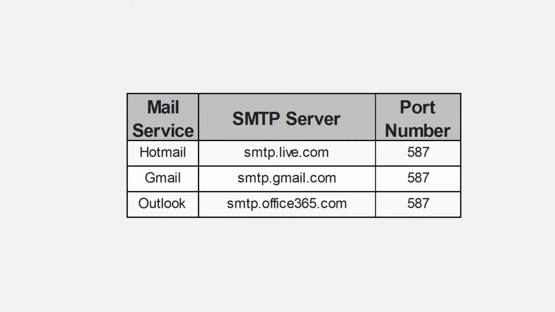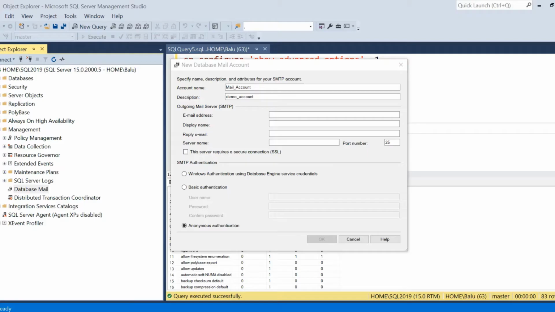For Hotmail, Gmail and Outlook, you can give the SMTP server name as smtp.live.com, smtp.gmail.com, and smtp.office365.com for Outlook, and the port number will be 587. But if you are in your office domain or you are working in any organization, you need to work with your security team or technician or the network team to get these details, SMTP and port number. But by default, port number 25 will work. If it doesn't work, you can get the details from your IT team or technical team.